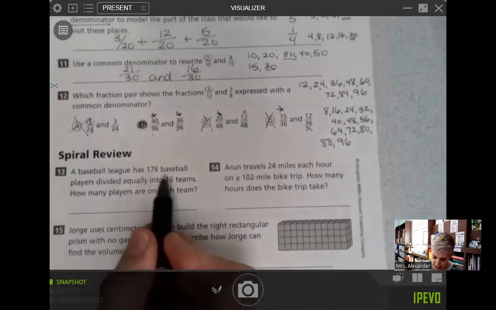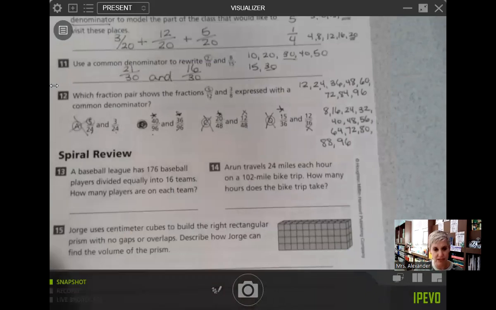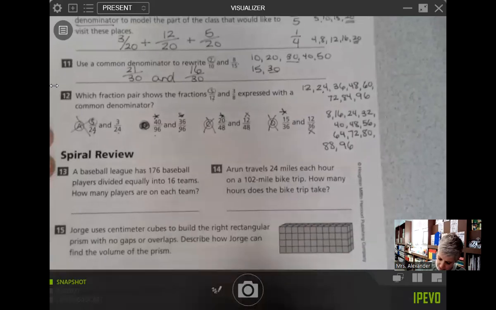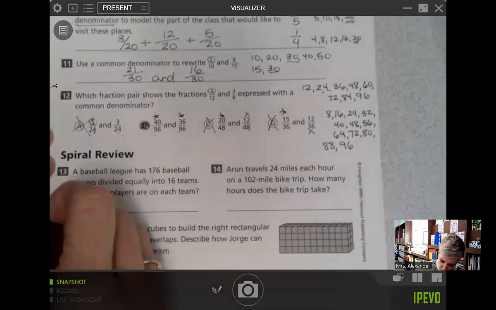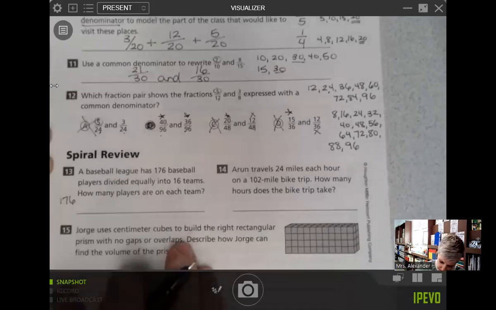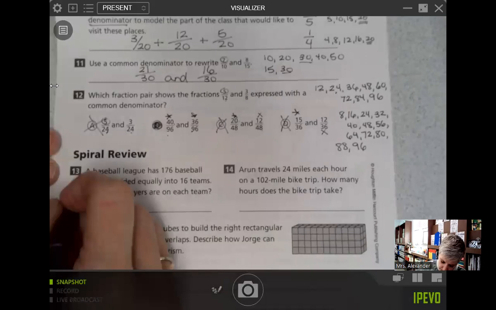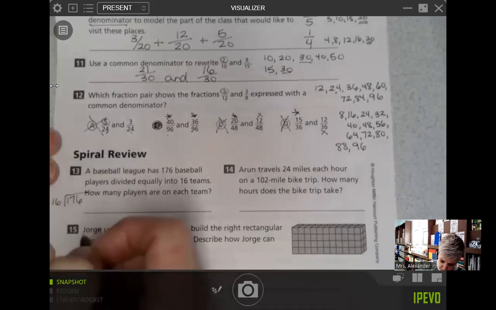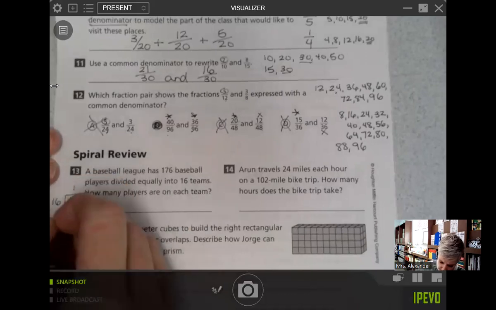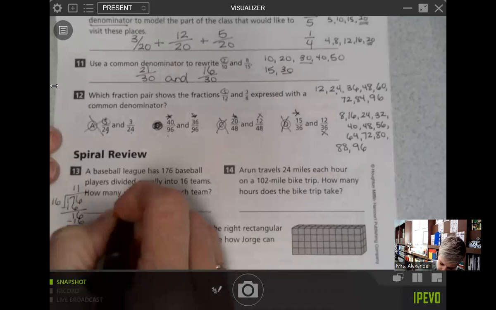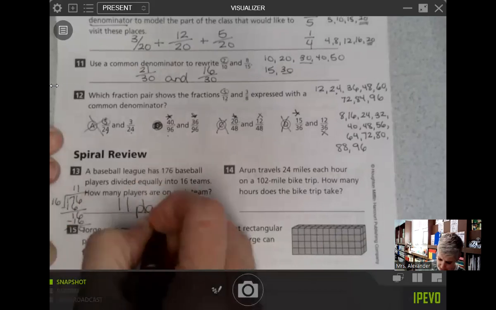A baseball league has 176 baseball players divided equally into 16 teams. How many players on each team? If I'm dividing them equally, I have 176. I have to go really tiny over here. Divided by 16. 16 does not go into 1. It goes into 17 one time. I subtract and bring down. 16 goes into 16 one time. It would be 11 players on each team. That worked out nice and neat.